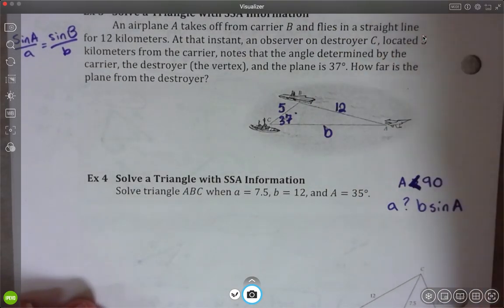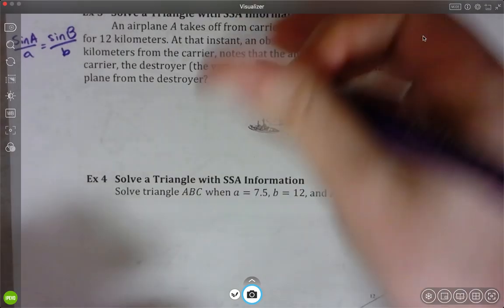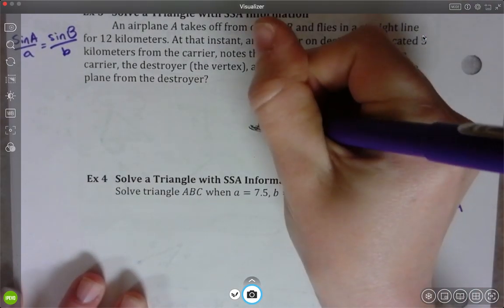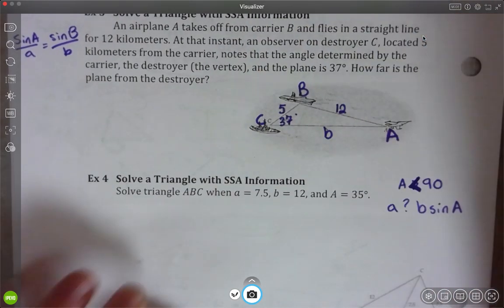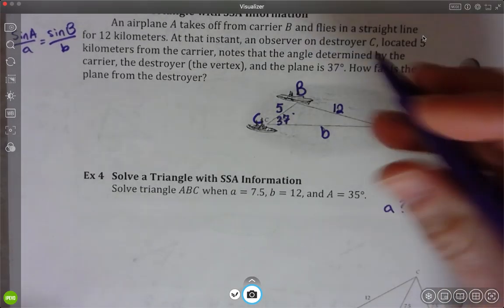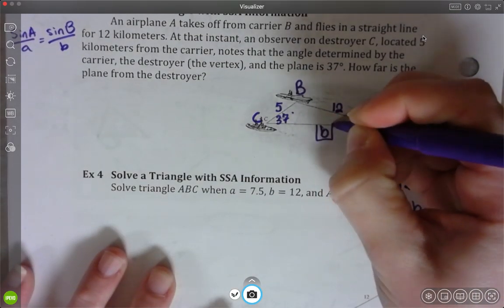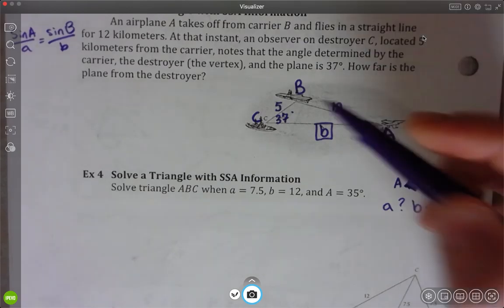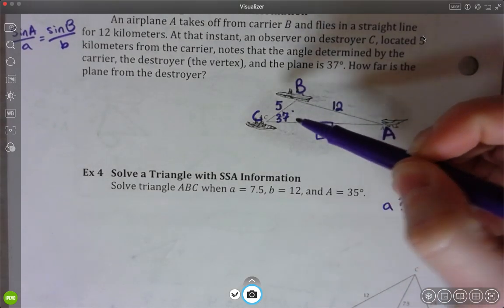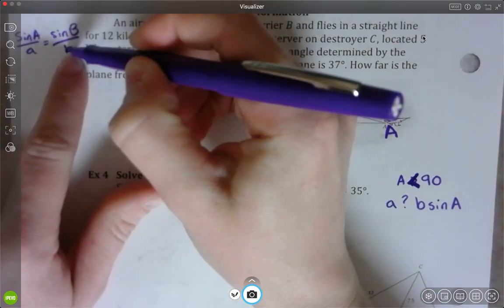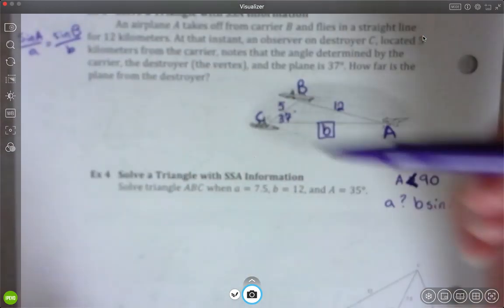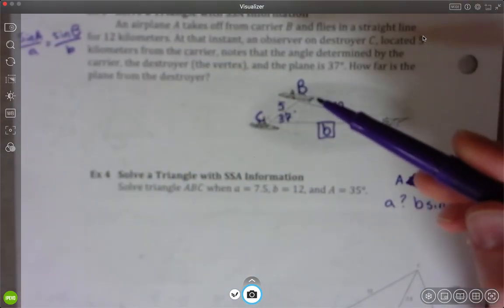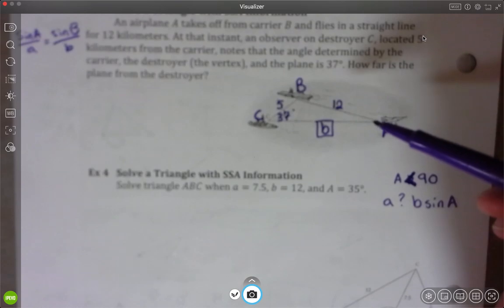So we're trying to find b in this case. They have this labeled as capital B, this capital C, and this is capital A. Now if I'm trying to solve for this side b, what I really need to know is the angle that's opposite that b, because I can't solve for little b unless I know capital B. But I don't know capital B right now, and I can't figure it out until I know capital A.